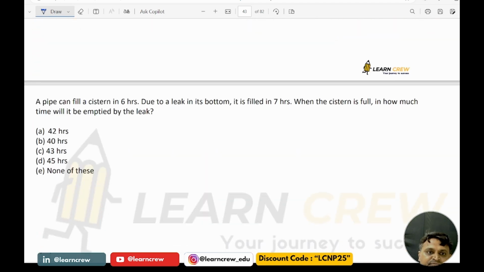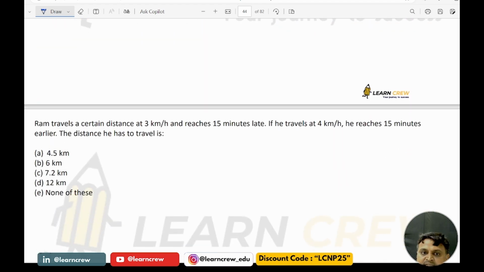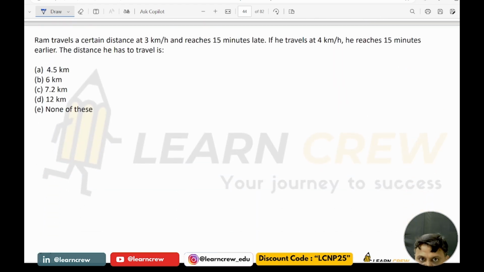A pipe can fill a cistern in 6 hours. Due to a leakage in the bottom, it is filled in 7 hours. When the cistern is full, how much time will it take to empty? So the answer would be 6 into 7 by 7 minus 6, so 42 by 1. So the answer is 42.